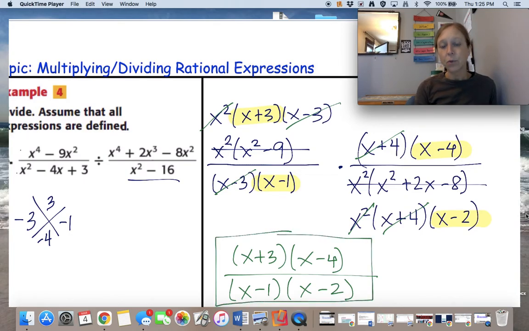I think your textbook rewrites it in standard form. You do not need to do that. Okay, you can just leave it like this.